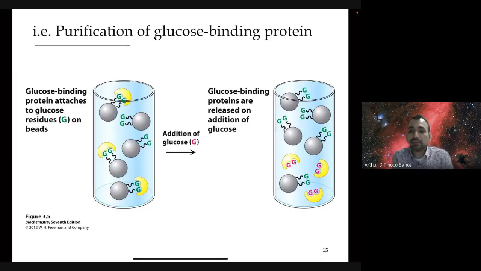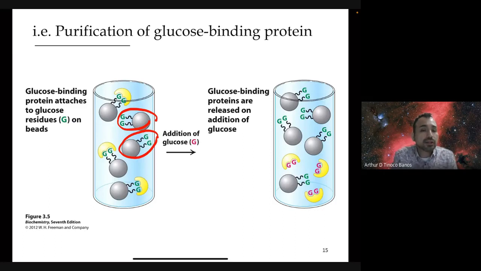Here, let's imagine that we're interested in the purification of a glucose-binding protein. That's the objective. We want proteins that have a glucose-binding component, and so what we want to do is have in our stationary phase, these little beads that you see in gray, a covalently attached glucose.